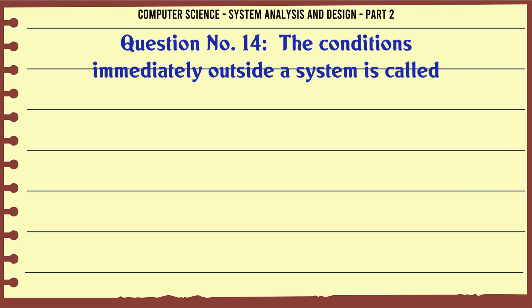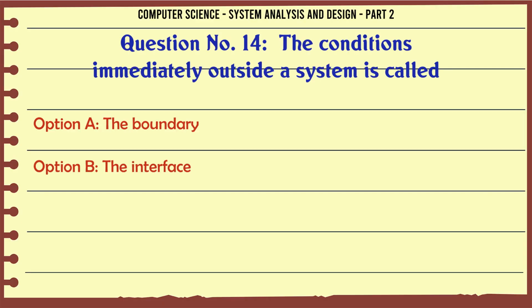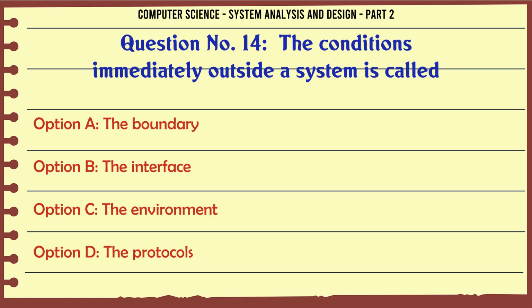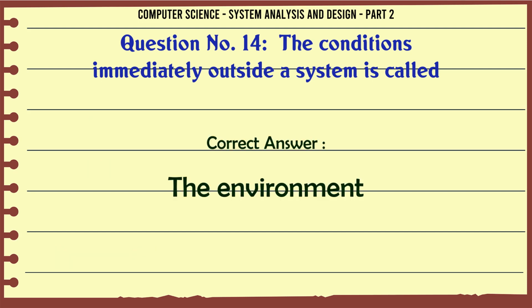The conditions immediately outside a system is called A. The boundary. B. The interface. C. The environment. D. The protocols. The correct answer is the environment.